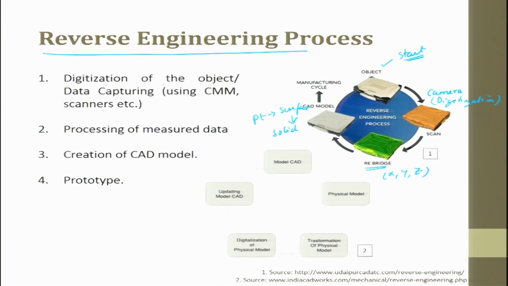Okay. And in reverse engineering, the camera does the portion of digitization. Digitization of an object, or data capturing, is done using various techniques, contact type and non-contact type. So, this is one. Then we take the data and process the data, and get the CAD model.